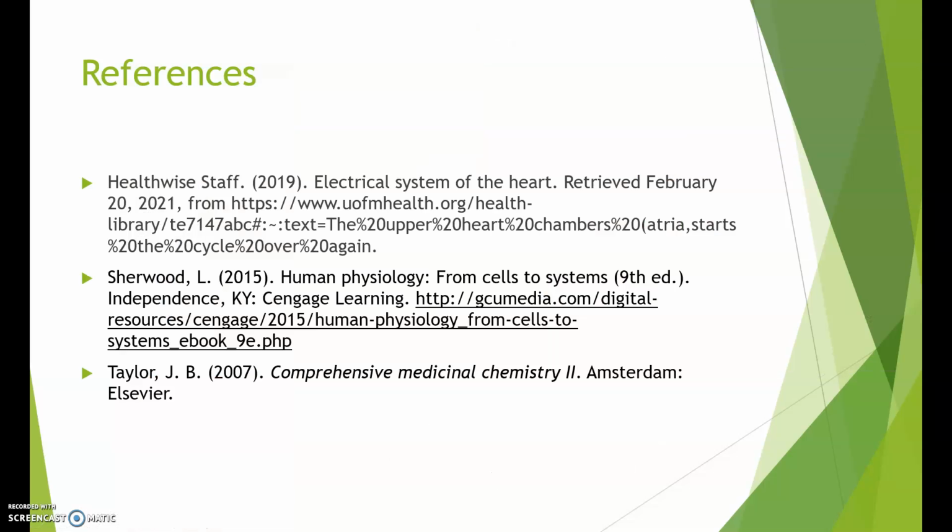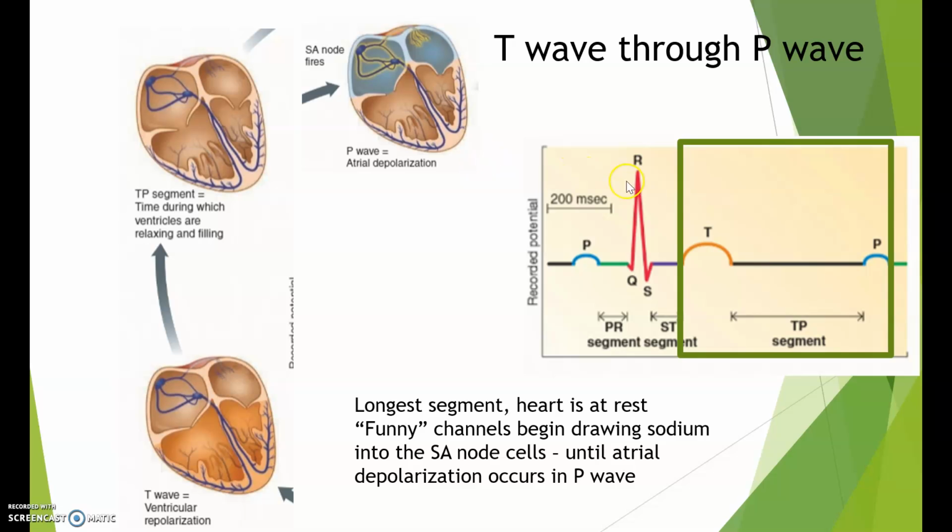So here are the references from this slideshow. If you ever need to look over it again, it would be really beneficial to look at this entire recorded potential graph and the electrocardiogram just to understand what exactly is happening in each wave and each segment. Just a reminder that the PR and the ST segments are when the atria and the ventricles are contracting respectively, and the TP segment is when they are just passively filling up.